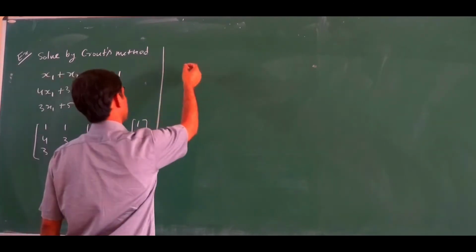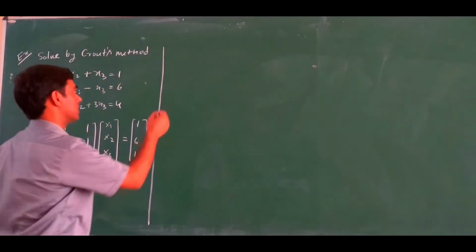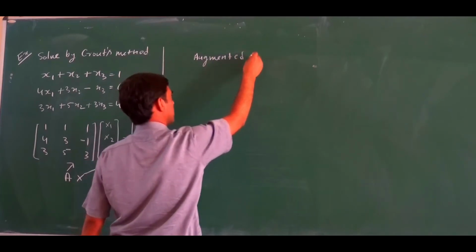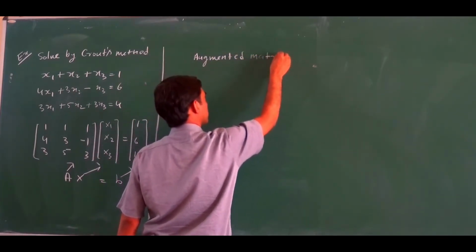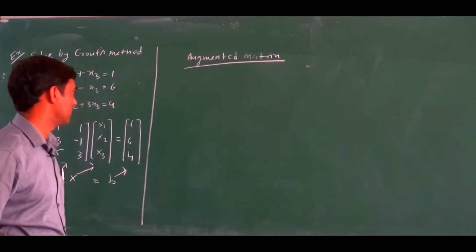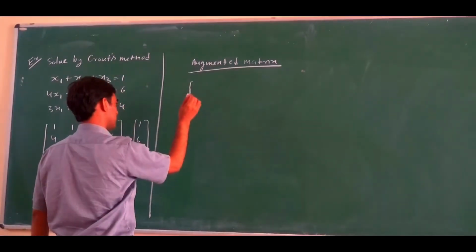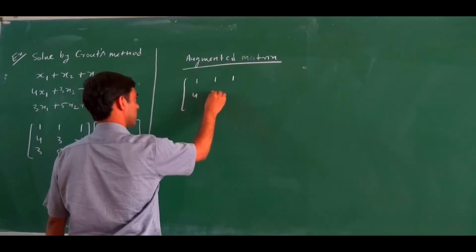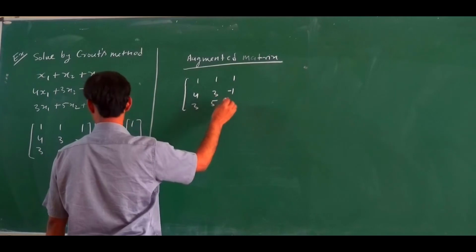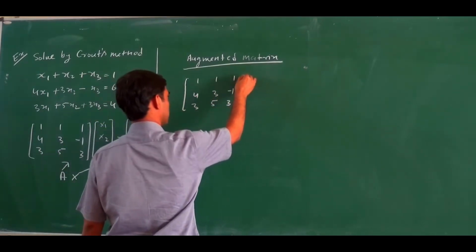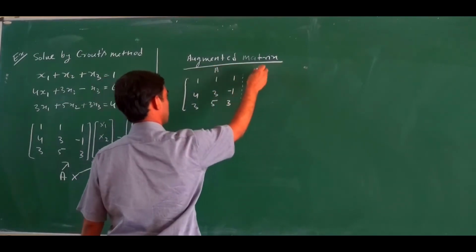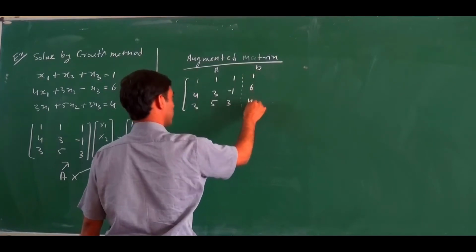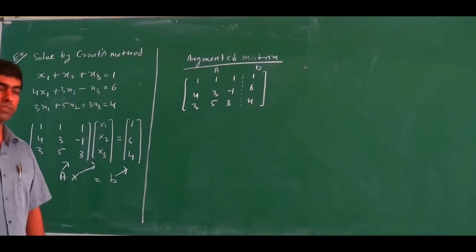For the derived matrix by Crout's method, first of all we write the augmented matrix. Augmented matrix means matrix A, here 1, 1, 1, then 4, 3, minus 1, 3, 5, 3, and this is a partition. Here we write the A and here we write the B. What are the values of B? 1, 6 and 4. This is the augmented matrix.